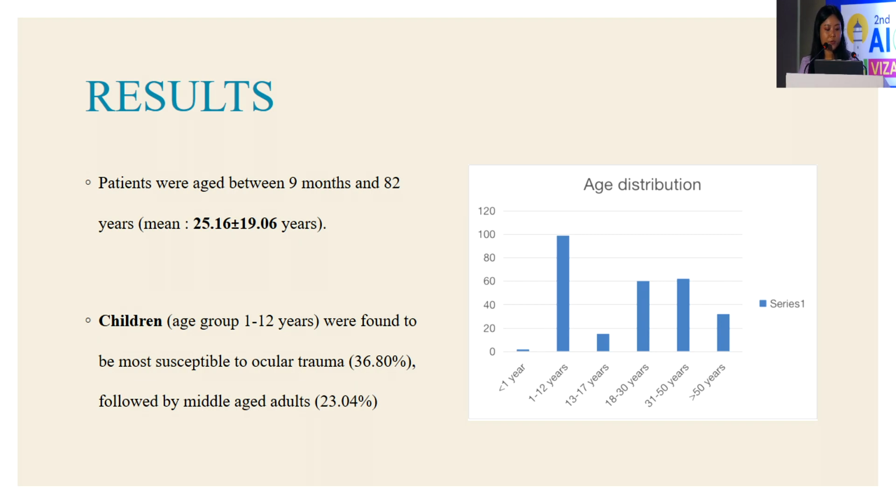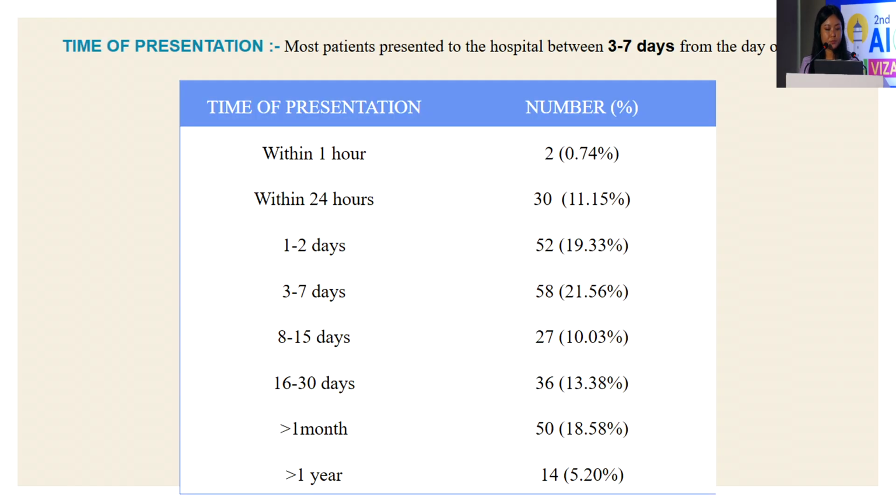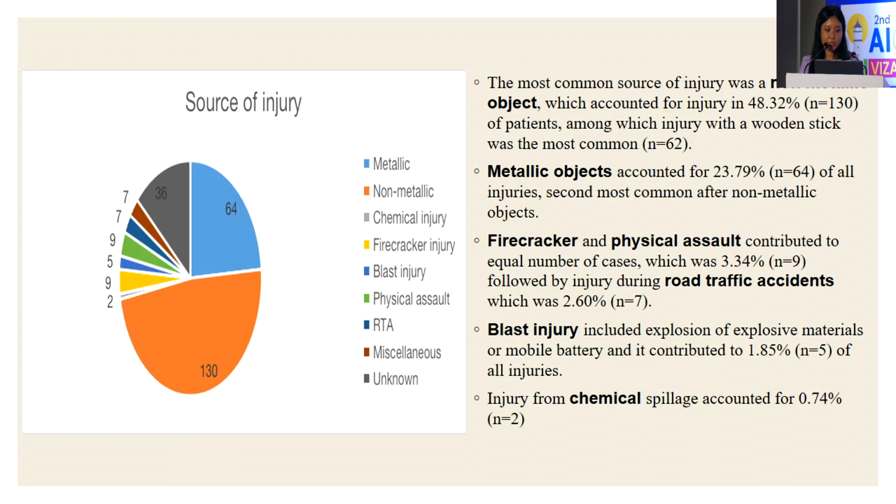Children were found to be more susceptible to ocular trauma, around 36.8% were involved. Sex distribution, male to female ratio was 3.9:1, and in my study, open globe injury was found to be more common than closed globe injury. Time of presentation, most of the patients presented between 3 to 7 days. Within 1 hour, only 2 patients out of the total 279 patients had presented.